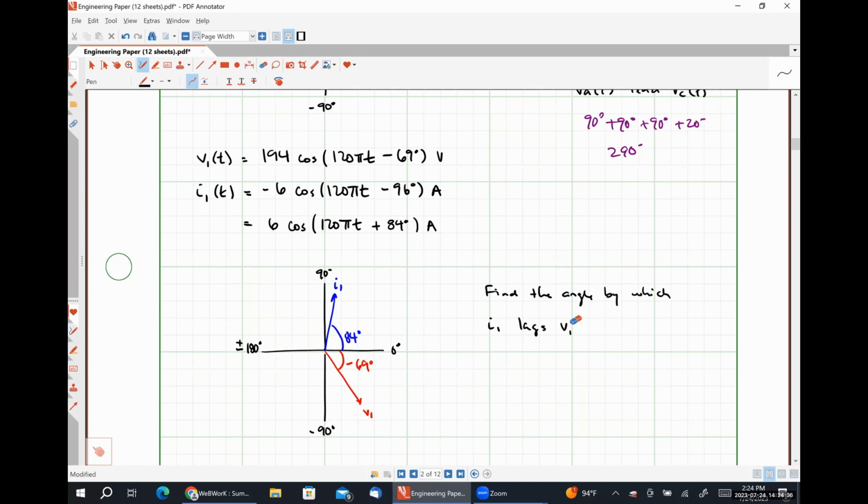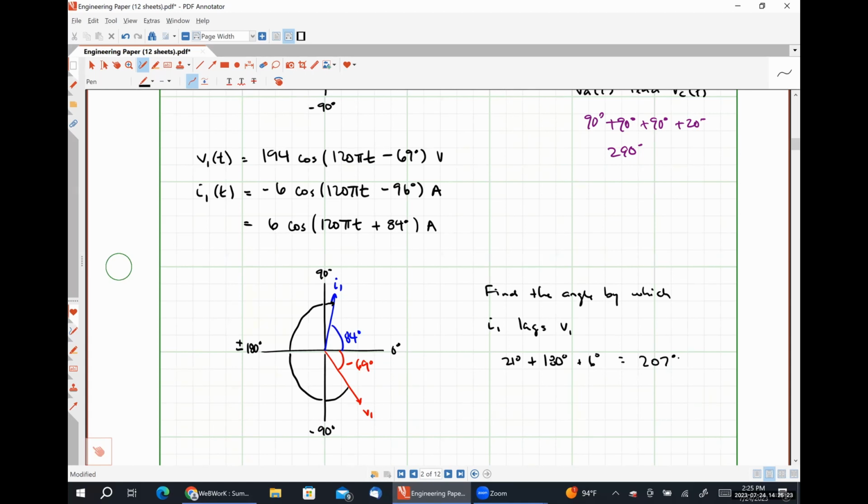So V1 is our reference point here. So we're comparing I1 to V1. Because we want lagging, we need to go in a clockwise direction. So if we start measuring from V1, we're going to have this much, which is 21 degrees, then 90, then 90, and then 6, right? So 21 plus 180 plus 6 is going to be 207 degrees, if my mental math is correct. If not, please pipe up and let me know.